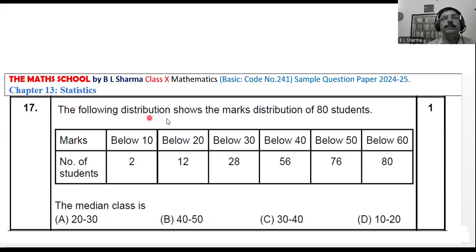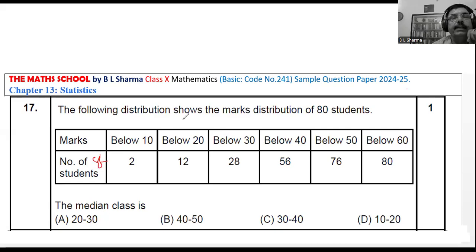The following distribution shows the marks distribution of 80 students, and this table is given, and we have to find out the median class. The marks below 10, that is 2, below 20, that is 12, below 30 is 28, below 40 is 56, below 50 is 76, below 60 is 80. Whenever it is given below, in such a case this is cumulative frequency actually.